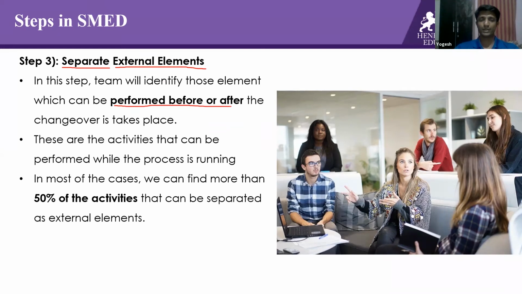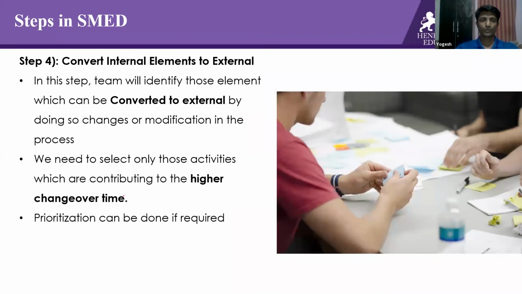This activity doesn't require your machine to wait to start. You can do it once your machine has started as well. So you need to find out those activities that can be performed either before or after the changeover. And these are the activities that can be performed while the process is still running, as said earlier. It is usually possible to cut your changeover time by 50% in this very first separate step itself. So we'll go to the fourth step, and now this step is convert.